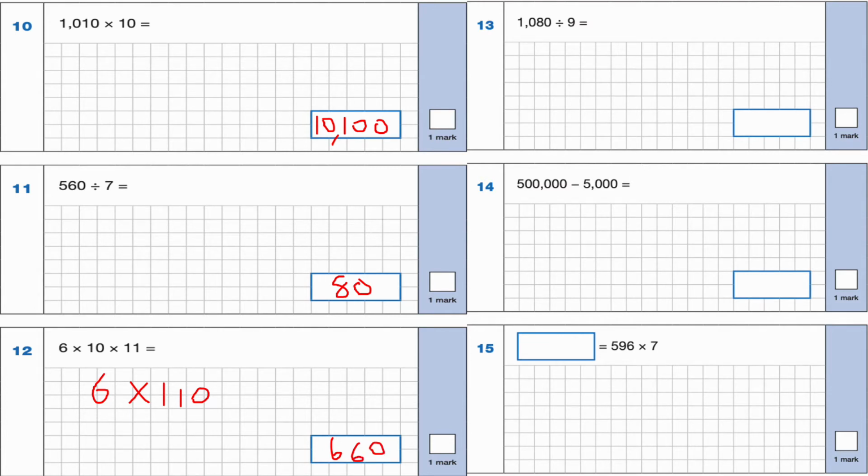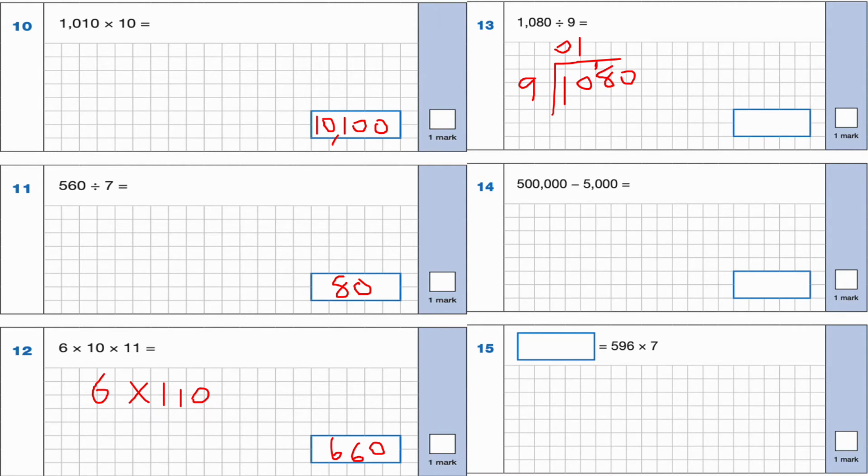Question number 13, guys. 1,080 divided by 9. Using the bus stop method for this, guys. Well, 9s into 1 I can't do. 9s into 10 go once with 1 remainder.